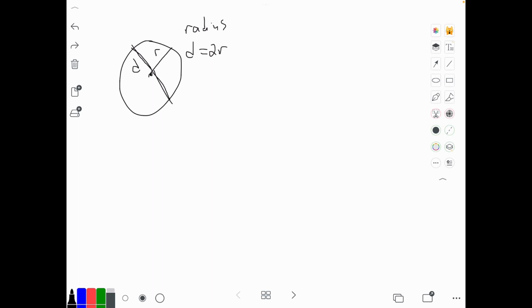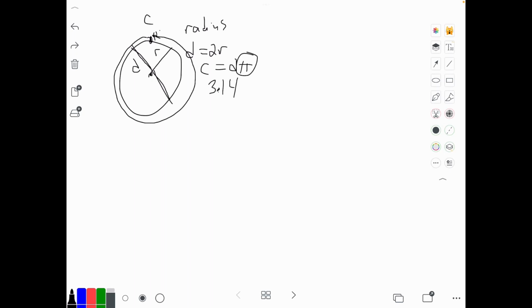Another length of interest is, let's say if I were to pick any point on the circle and walk all the way around to the other side, that would be the circumference. And the circumference is calculated by the diameter times pi. Now, what is pi? Pi is actually a constant. A lot of you may be familiar with it. It's approximately 3.14, but it goes on indefinitely.